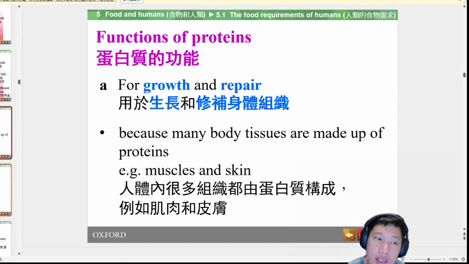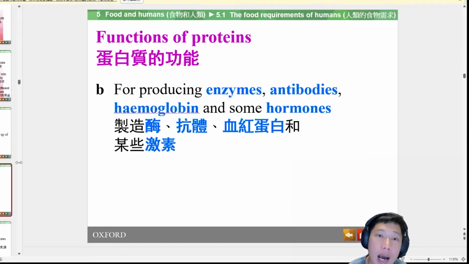Now, one of the important functions of protein is that it is used in the growth and also repair of our body tissues. Apart from that, there are other functions of protein: producing enzymes, antibodies, or hemoglobin. Hemoglobin is a type of protein kept in our red blood cells. Apart from that, we also have hormones, which are built up by protein.